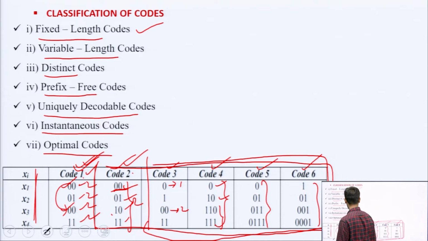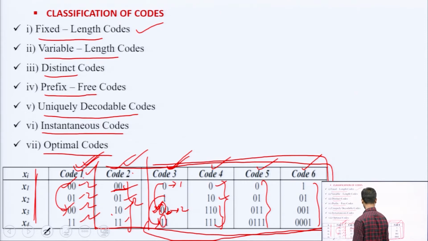In code 3, you can understand very clearly: while writing code 3, this 0 is the prefix of this code. So the code for x1 can be used as a prefix for the code for x3, and similarly the code for x2 can be used as a prefix for the code for x4.